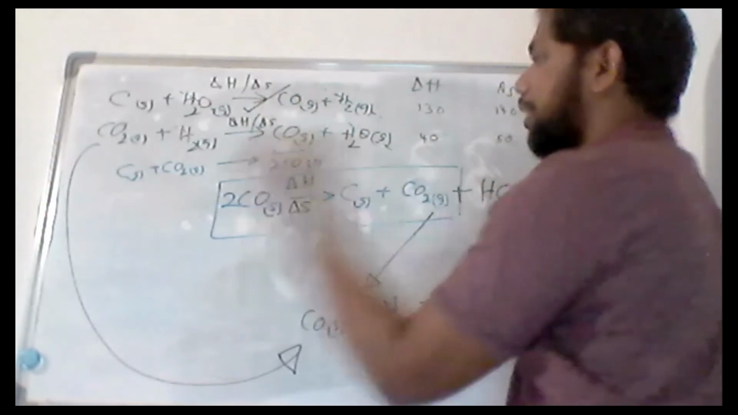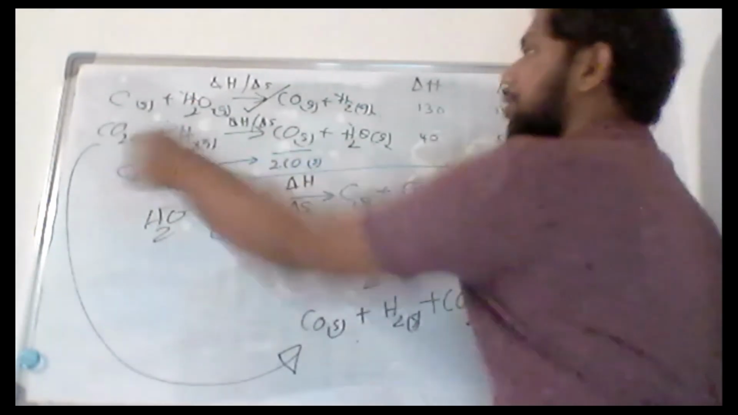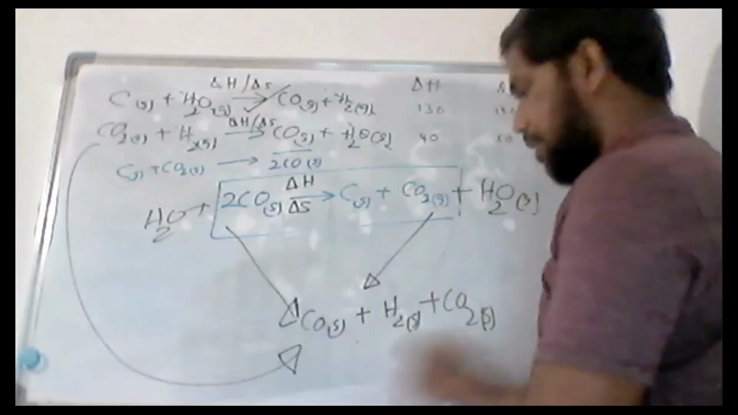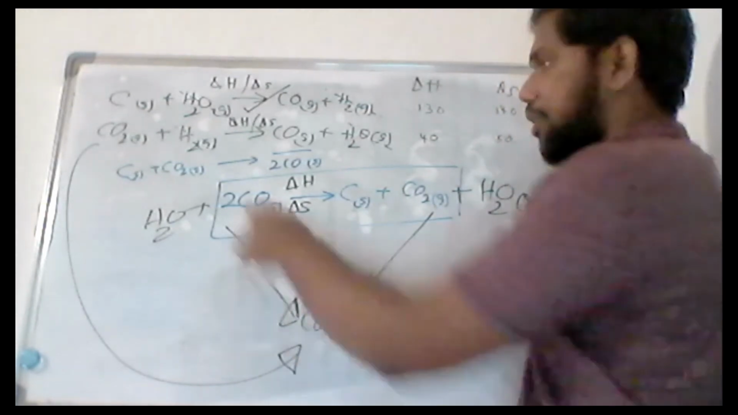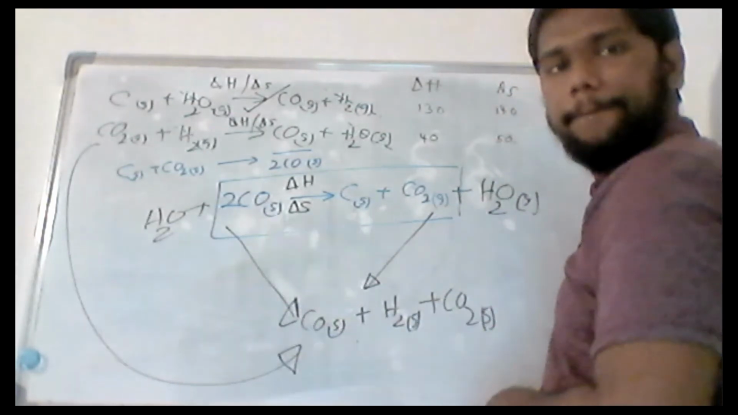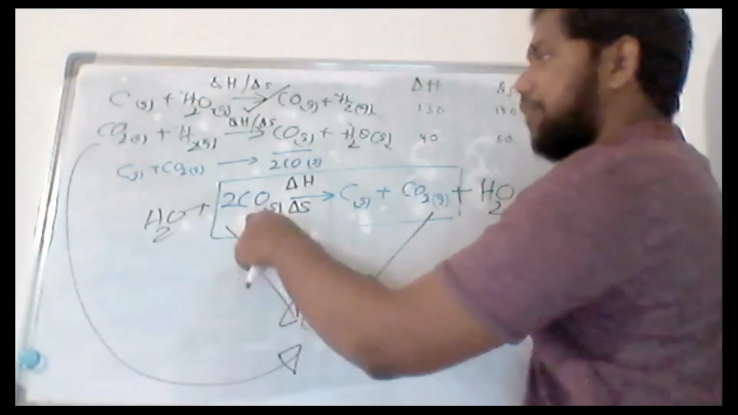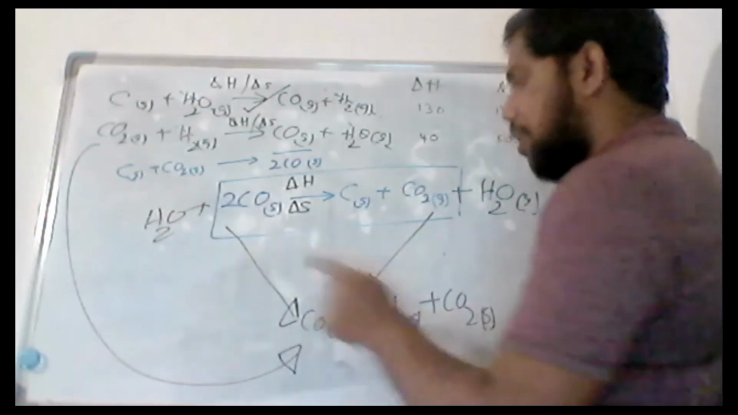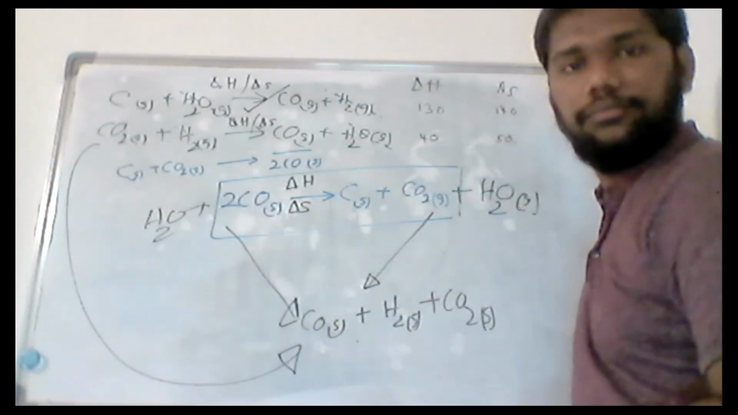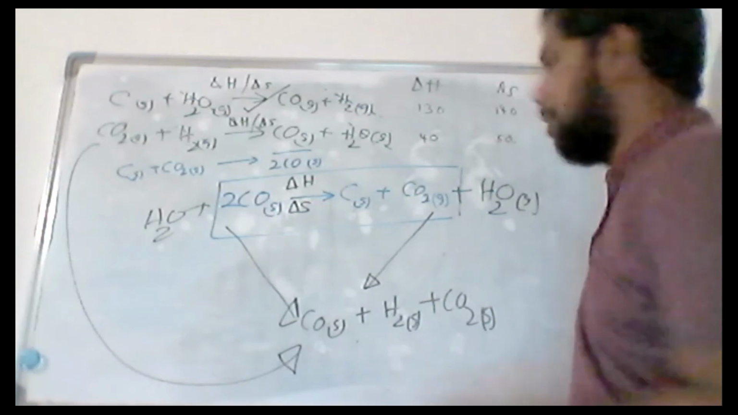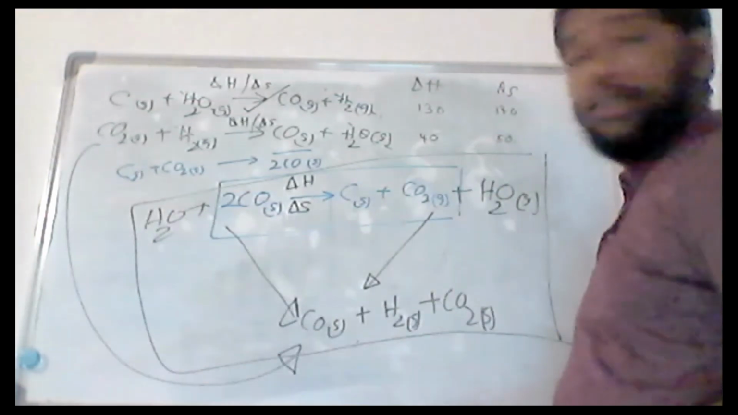So CO with water gives you again CO2 and H2, which is here CO2 and H2. And one CO is remaining. You see, only one CO is reacting. One CO plus H2O giving CO2 and H2. One CO is remaining. So this becomes a cycle now.